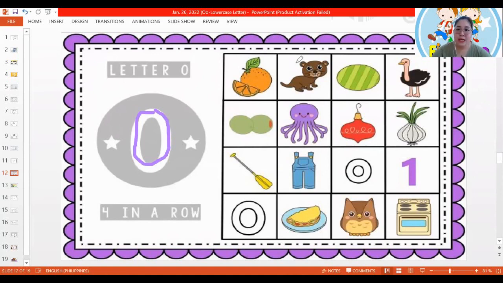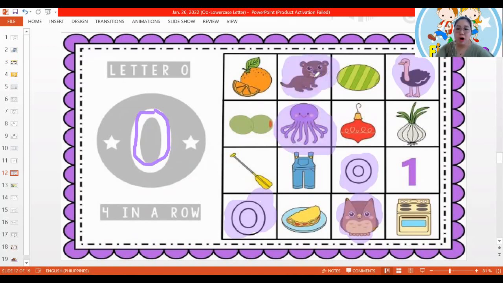Okie dokie. Let's start by covering capital letter O. Next one, lowercase letter O. Now let's cover the animals that start with the letter O. O for owl. Then O for ostrich. Then O for octopus. Then O for otter. Very good.